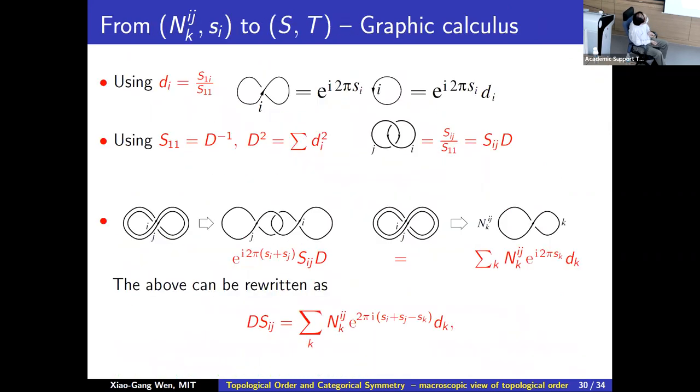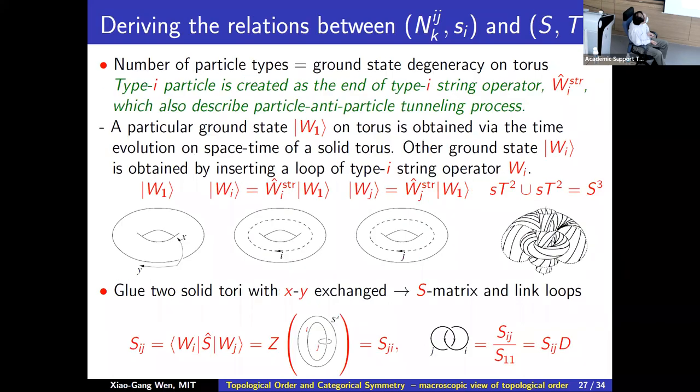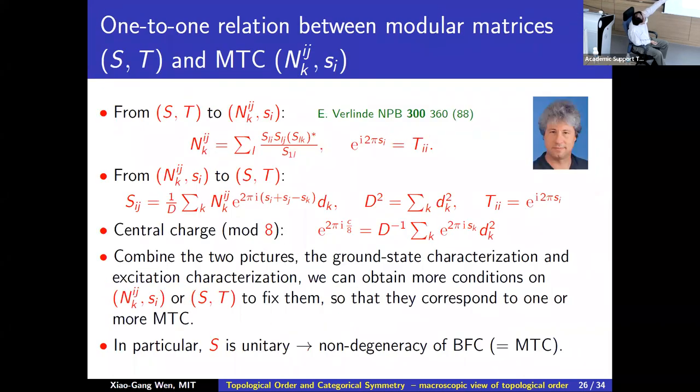let me do this, explain what I'm doing here. Okay, from here, we can express N_ijk using the S matrix. And then if you know the S matrix, we know N_ijk. If you know the N_ijk and the spin, we know the S matrix. So it's in both directions.